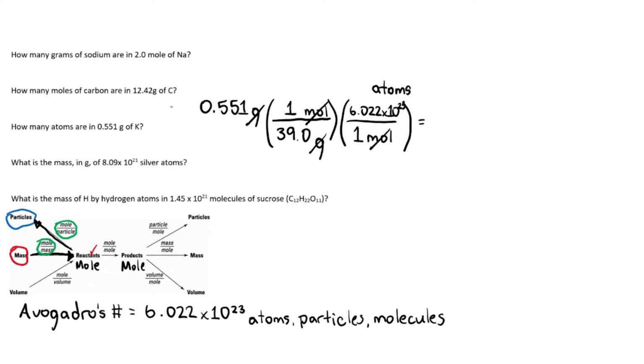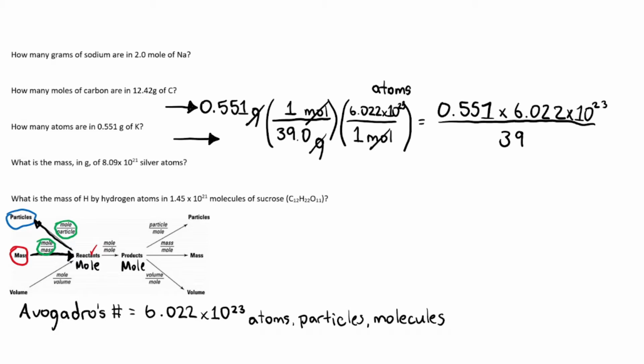Now we're going to multiply straight across the numerator and the denominator, and then we're going to divide. 0.551 times 6.022 times 10 to the 23rd, all divided by 39. What that's going to give us is 8.5 times 10 to the 21 atoms of potassium. And that's how you do that one.